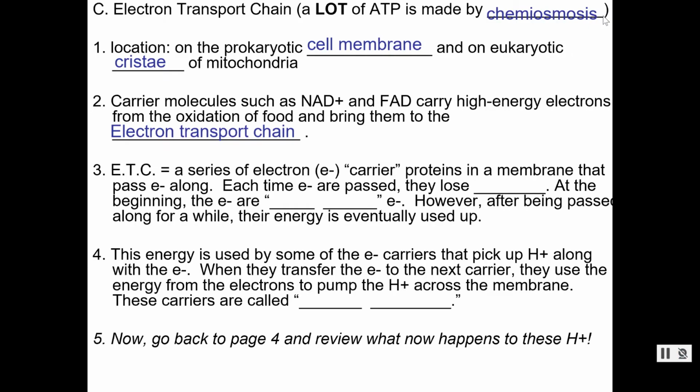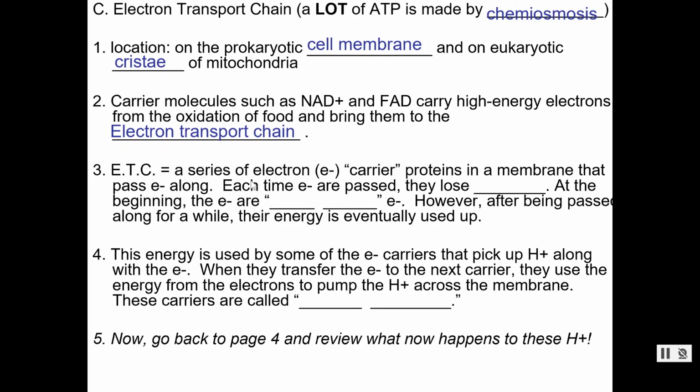Okay, so the process of chemiosmosis is occurring at the electron transport chain. We know it's a cell membrane. We know that there's oxidation of the food bringing these electrons. So we saw how those electrons come in and how they get out. So see how far you can get on this.